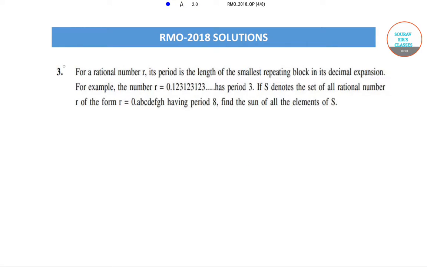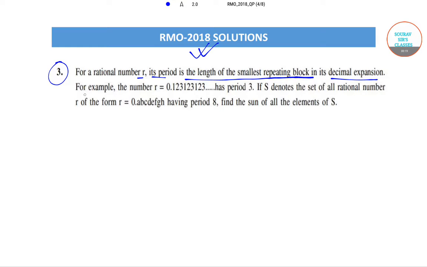Hello everyone, today we'll be doing question number 3 from the RMO 2018 question paper. In this question, it has been said that for a rational number r, its period is the length of the smallest repeating block in its decimal expansion.